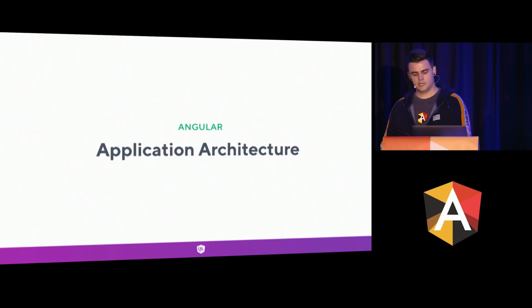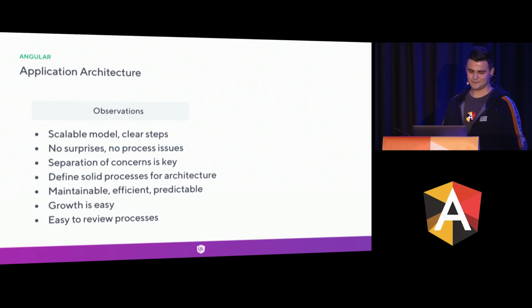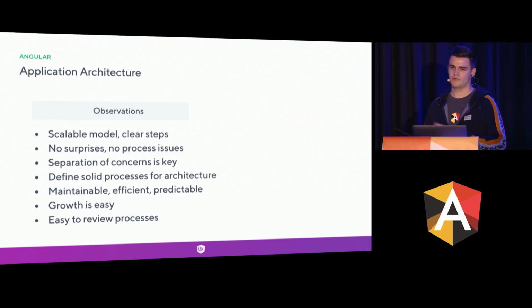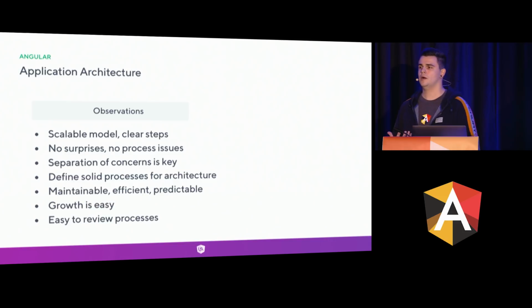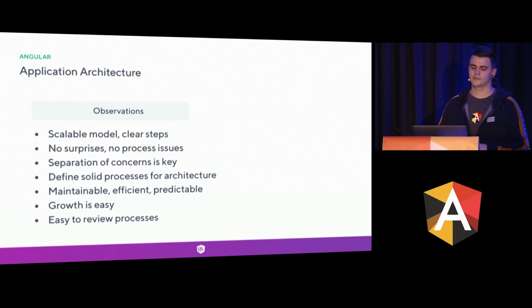So let's have a look at some of the Angular side of things. I know that's what we're all here for, I think. So some of the observations from just thinking about something completely irrelevant to coding. They've got a scalable model. There's clear steps of what happens. The staff look after a particular role. The managers have a particular role, and they communicate with both a supplier and other staff members.